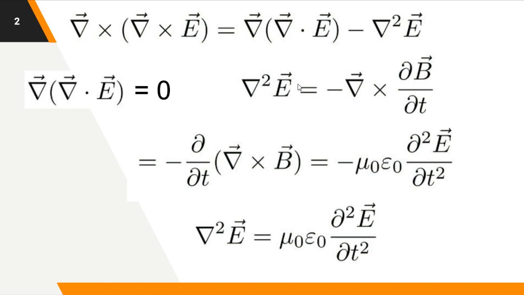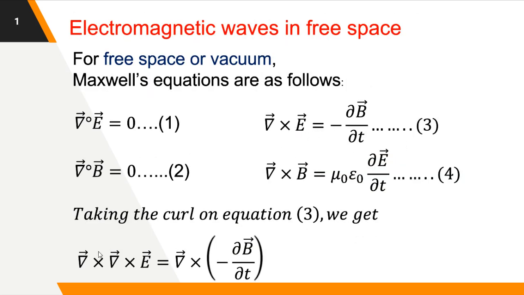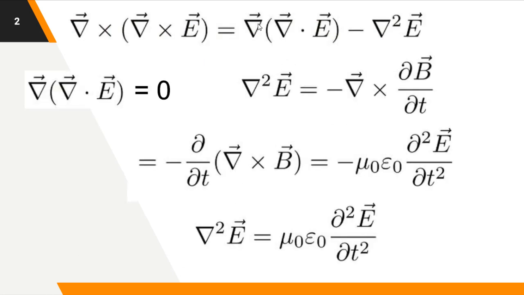So carefully observe. I took equation 3 and applied a curl on both sides: del cross del cross E equal to this. Now this is nothing but the gradient of the divergence of the vector minus del square of that vector, but the first value is going to be 0. Therefore, this equation reduces to minus del square E equal to minus del cross dou B by dou T. Take this inside, which is mathematically allowed. In the place of del cross B, you substitute the fourth equation, mu naught epsilon naught dou E by dou T. When you substitute that, it becomes mu naught epsilon naught dou square E by dou T square.